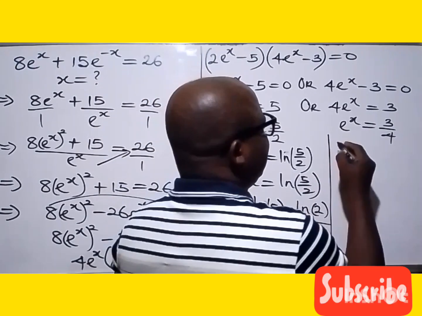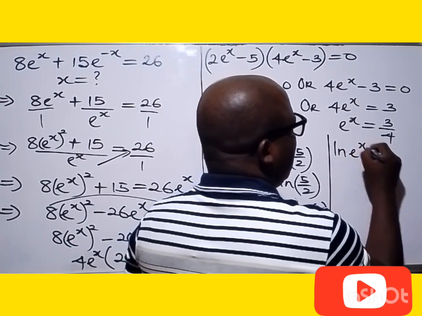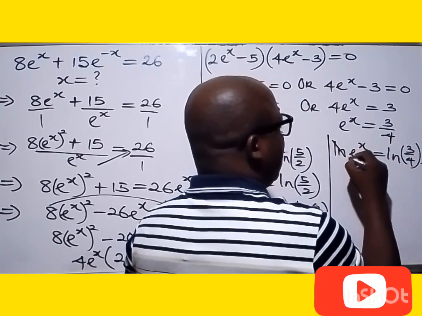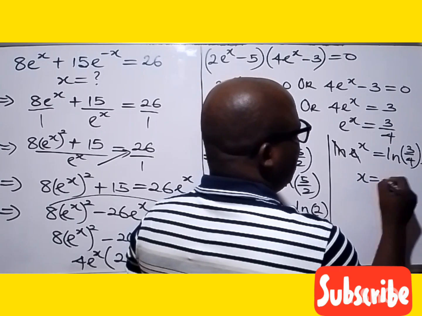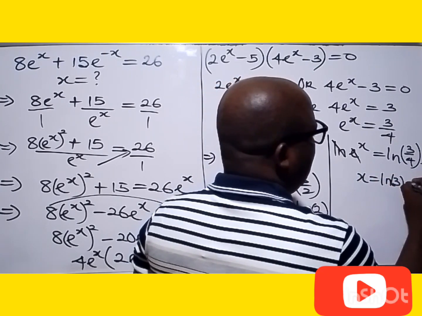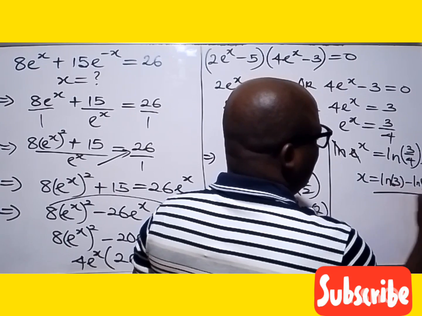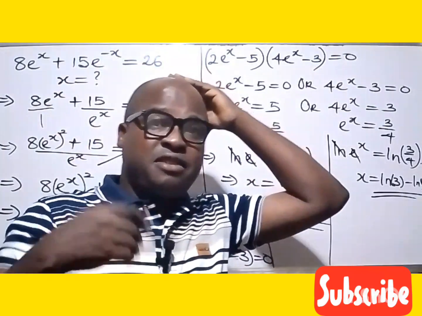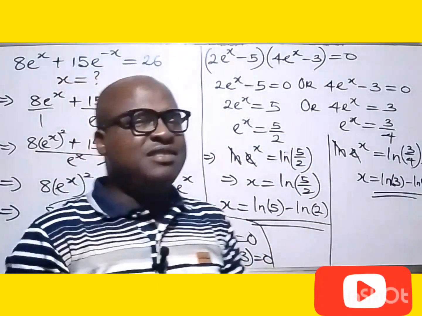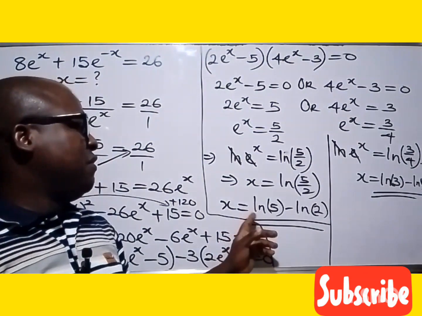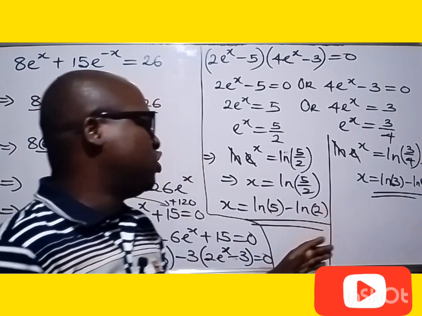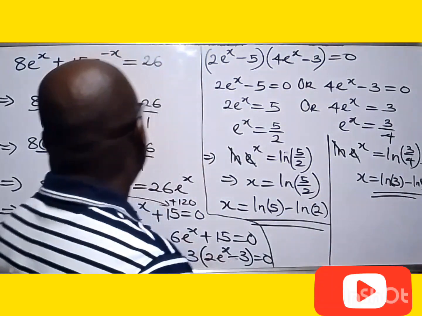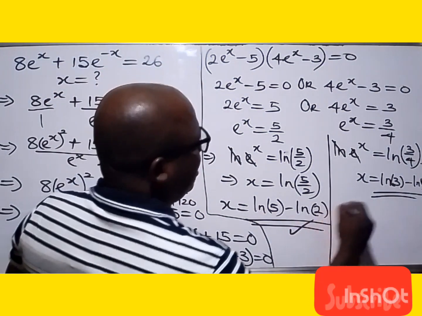We can take the ln of this side too. That means we are going to have ln e to the power of x equals ln 3 all over 4. The ln will cancel the e, so we are left with x equal to ln 3 minus ln 4. So those are the two answers for this question. If you are going to get the final answer, we can leave it like this, but at the same time we can still go further. We can find ln 5 and ln 2, then subtract, and do the same thing to this side. So our final answers will be these two.